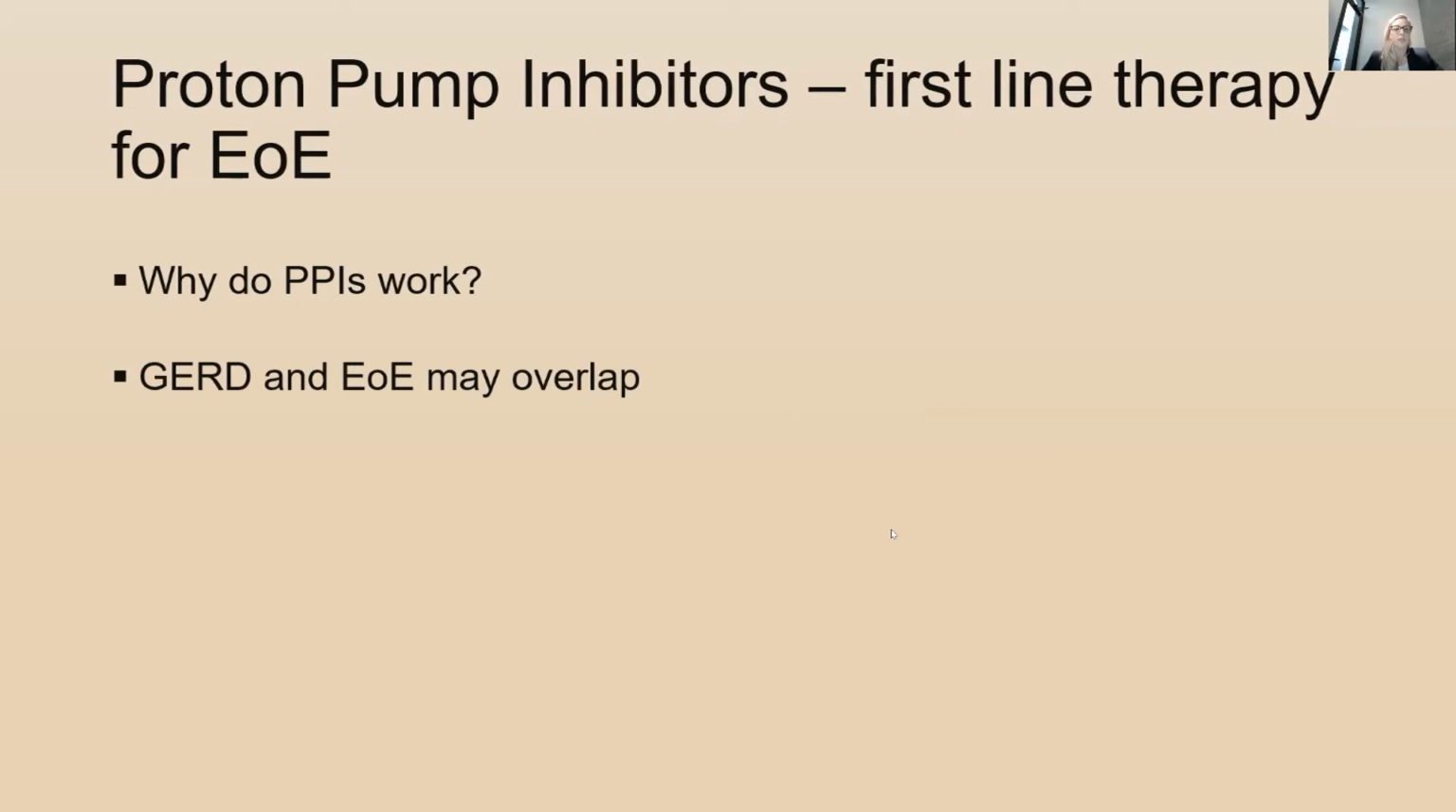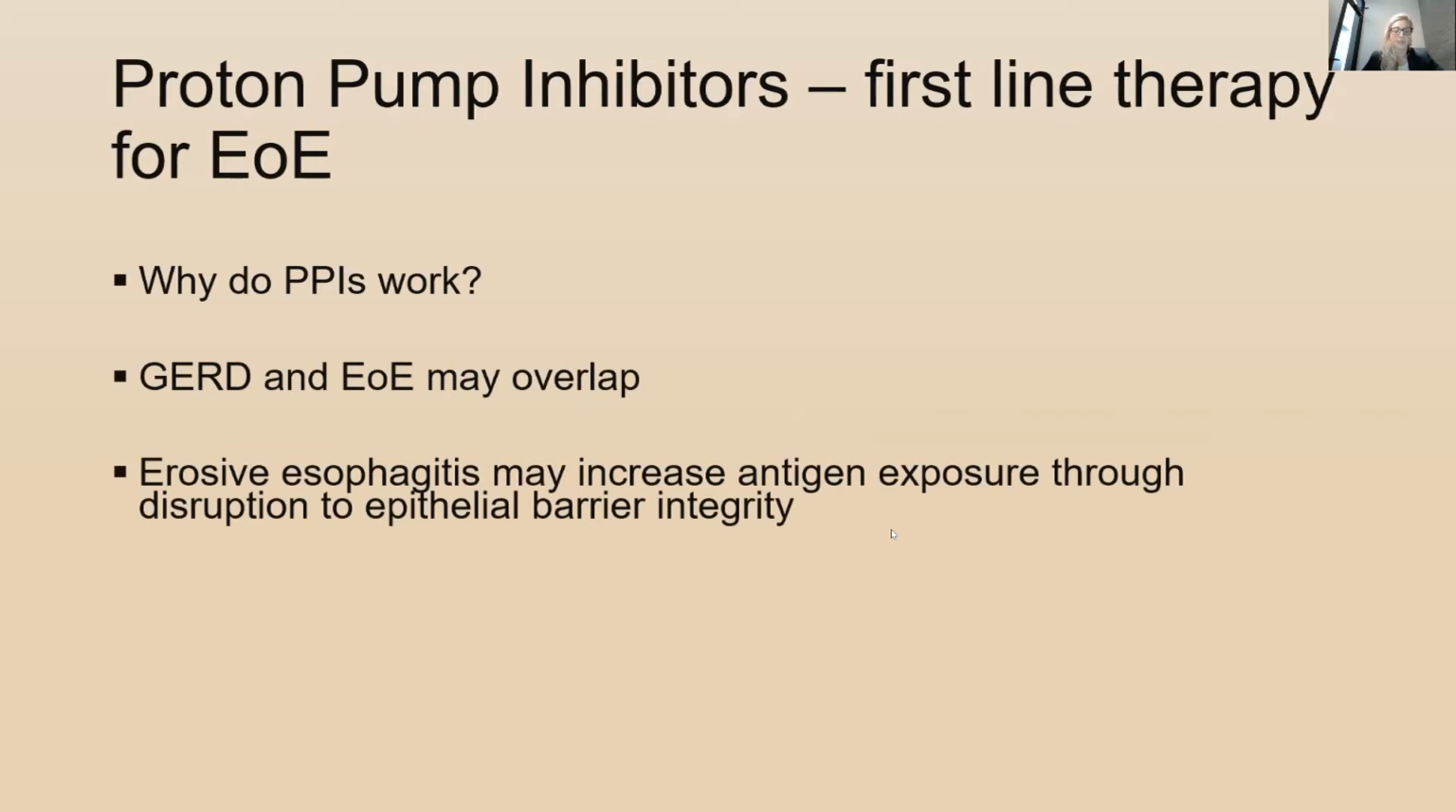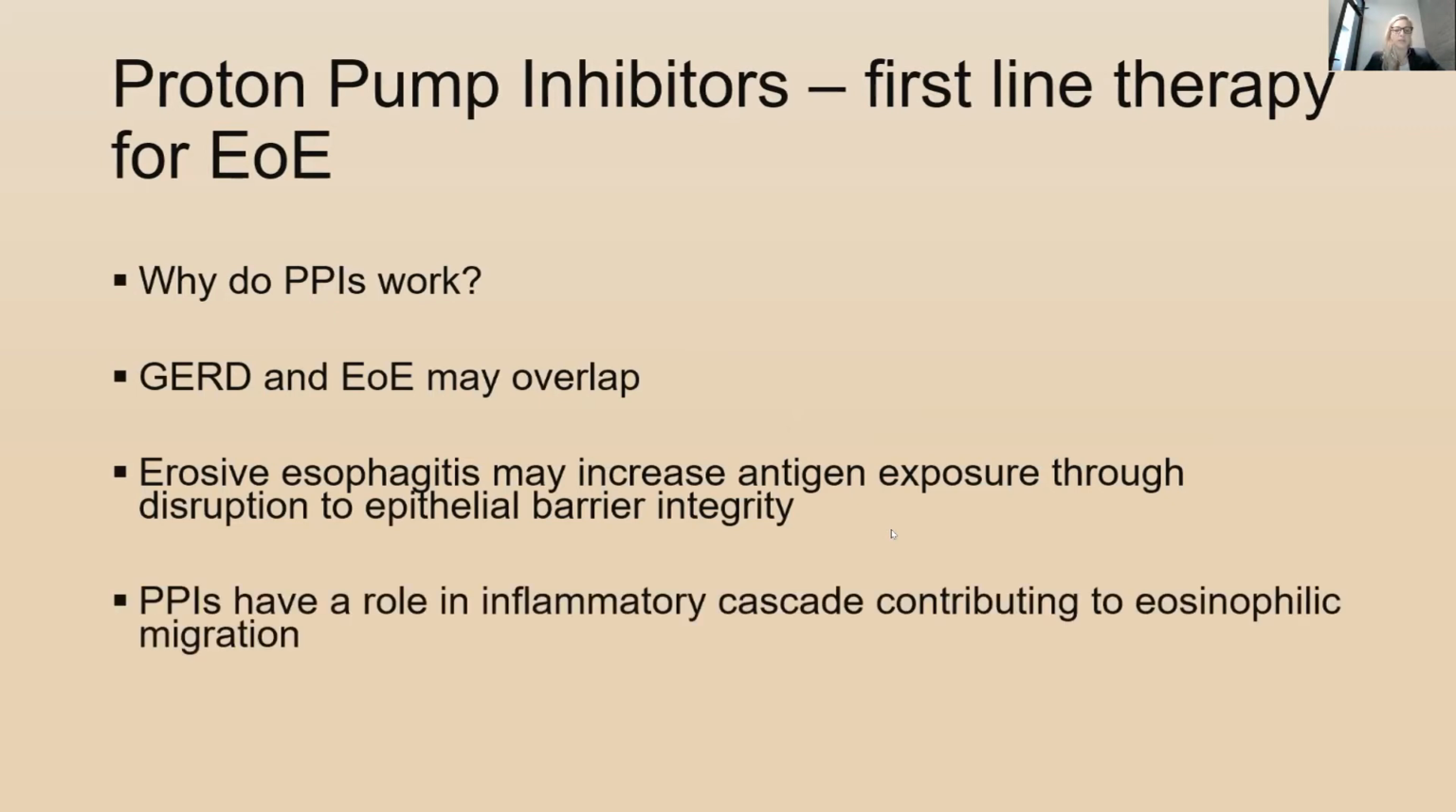So GERD and EOE as 2 separate disease processes could overlap, and symptoms certainly do. Erosive esophagitis from pathologic reflux disease could increase antigen exposure through disruption to the mucosal barrier. And we know that PPIs have a role in the inflammatory cascade through eotaxin 3, and this contributes to eosinophilic migration.